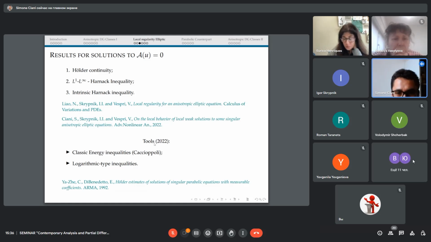The particular tools for the regularity of this equation were the energy inequalities, the classical ones that you saw before that we called Caccioppoli, and particular logarithmic type inequalities that came from the theory of the p-Laplacian parabolic equation, which was already done by DiBenedetto and Chen in 1992.